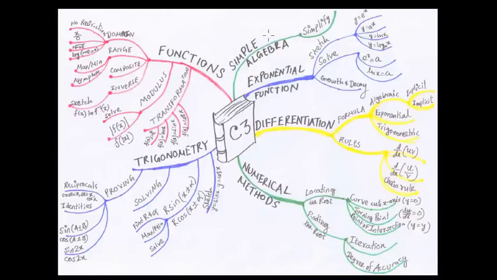So we have a simple algebra sum, an exponential function growth and decay sum, and a function sum. We have one modulus and transformation sum, the other one is a basic function, we have two trigonometric sums, a number of differentiation sums in various places, and one numerical method sum.